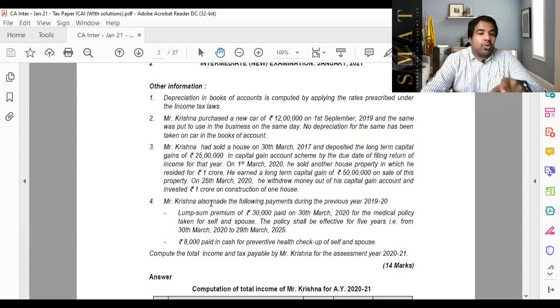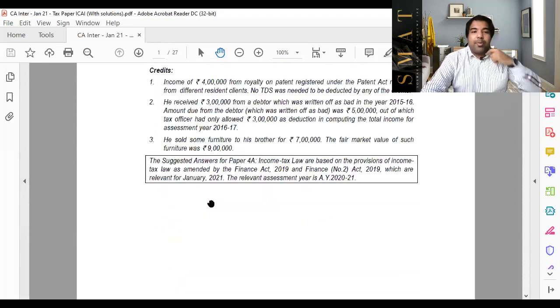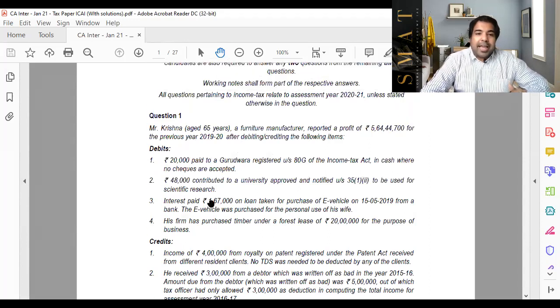Please see, to compute the total income and the tax payable, because the moment they give you age, that means they want to calculate the tax also. A furniture manufacturer, that means his business is manufacturing furniture. Manufacturer could mean he gets additional depreciation as well. Reported a profit of 5 crores 64 lakhs 44,700. So you start off with that number, guys, and please read after debiting, crediting the following items.